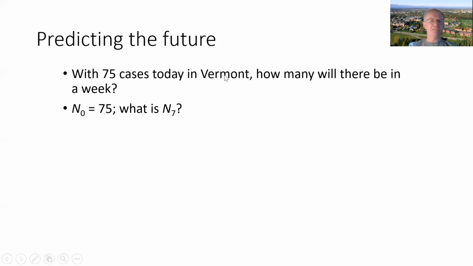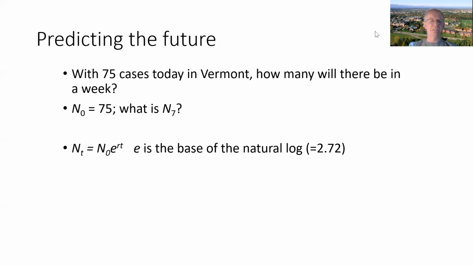So, N0 is the number that we have today on March 23rd, which is 75. Question is, what is N7, 7 days from now? What's it going to look like in a week? There's the formula for that. NT is equal to N0 times e to the power of R times T, where e is the base of the natural log, R is that rate I talked about, and T is simply time, which will be 7 in this case.